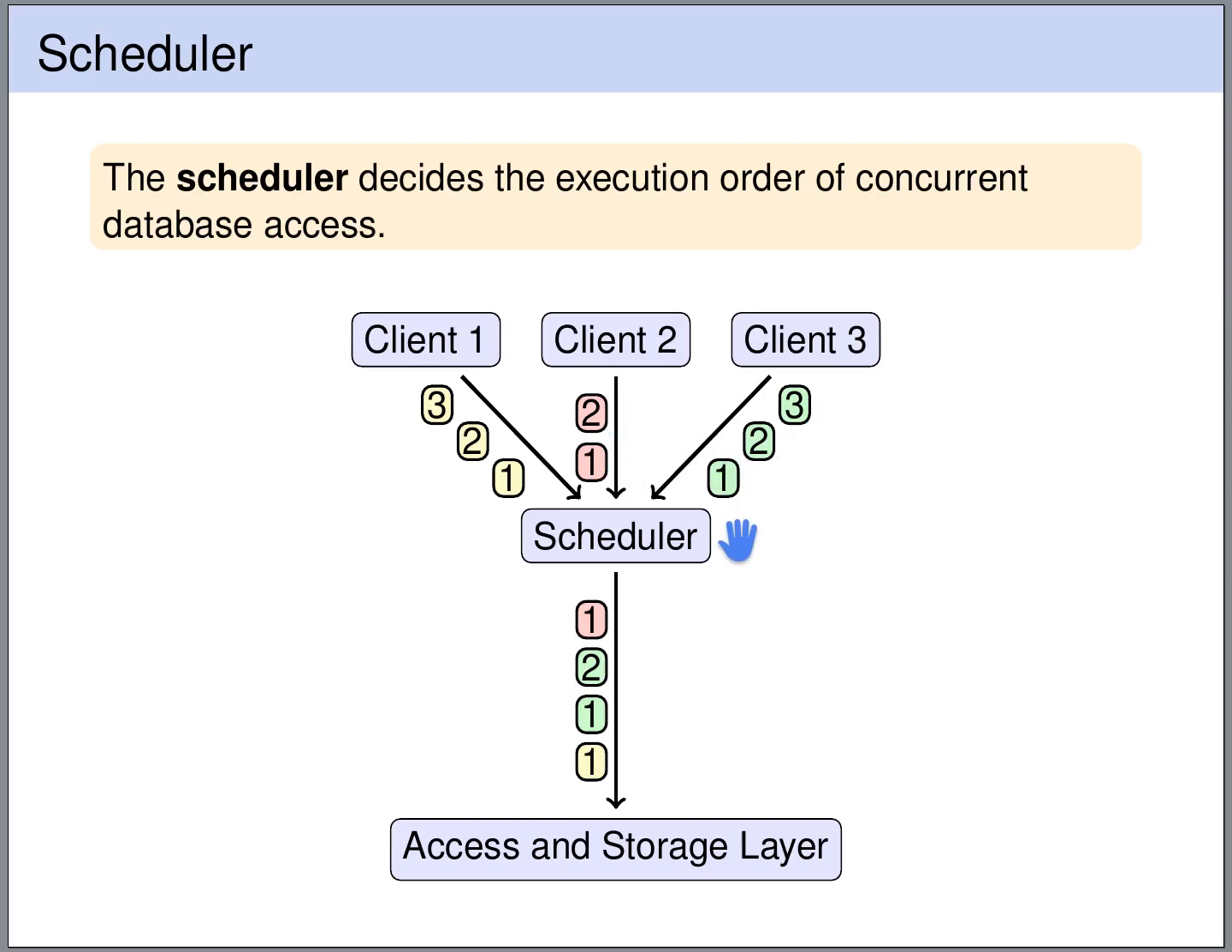The scheduler decides in what order these actions should be executed on the database. Here we see that first the action from client 1 is executed, then an action from client 3, then again an action from client 3, then an action from client 1, and so on. So the scheduler is responsible for deciding in what order these parallel actions will be executed on the database.